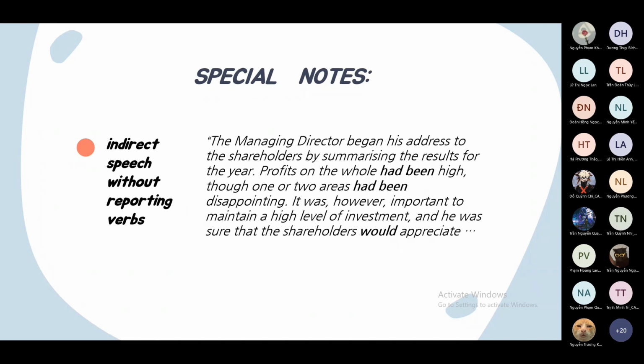So you should pay attention to the second and third sentence in this paragraph. We can see that although there is no clear reporting verb in these two sentences, the second and third sentence still include reported speech with a sign of backshift, which we're going to talk about later, as you can see in the words in bold, like had and would appreciate.